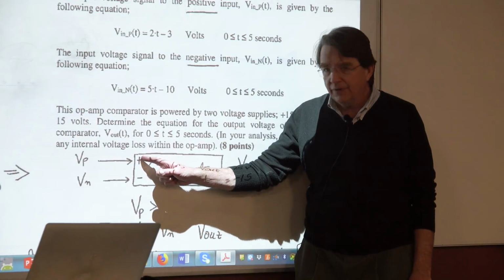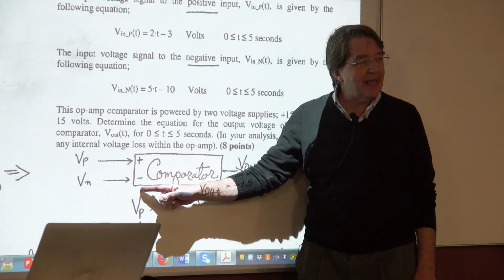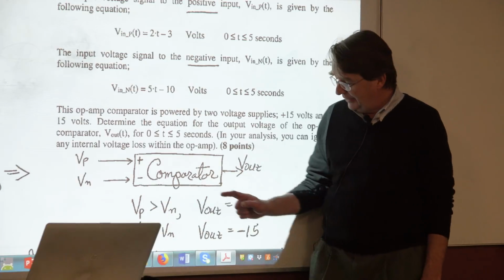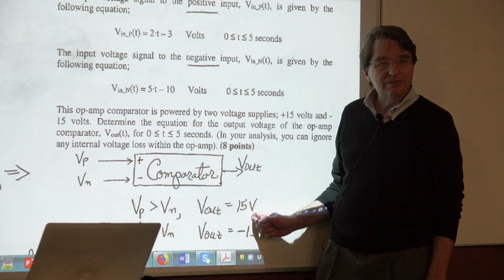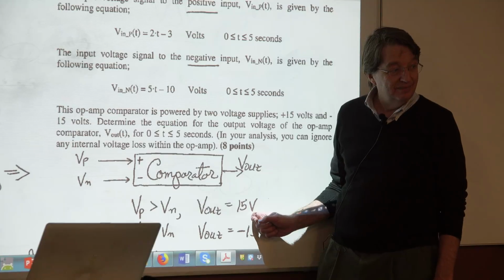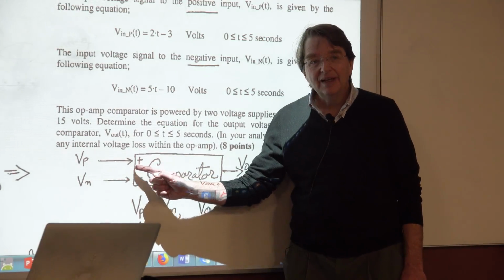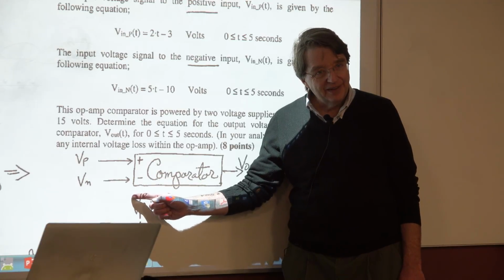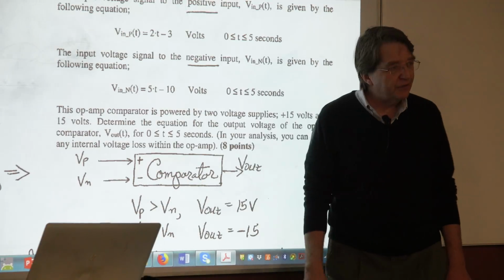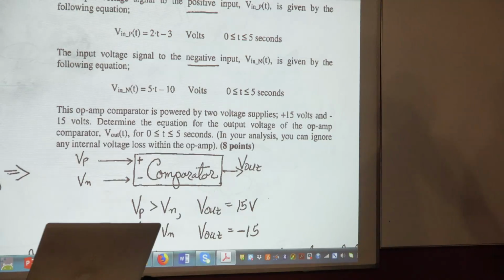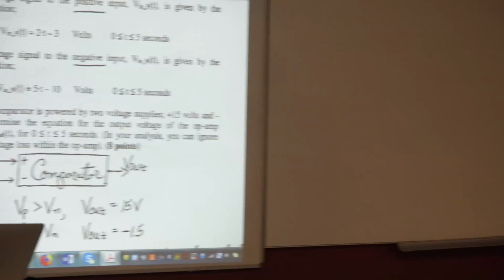If the positive is bigger than the negative, the output is 15 volts. If the positive is less than the negative, the output is minus 15. That's it. Can I share with you why?